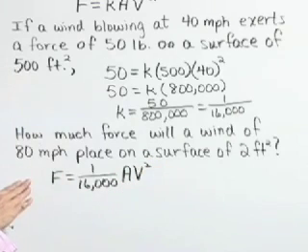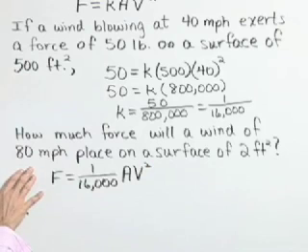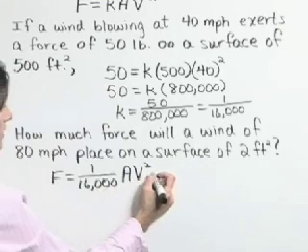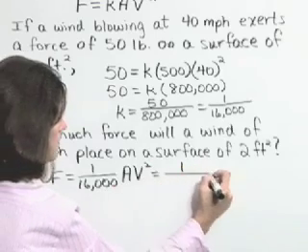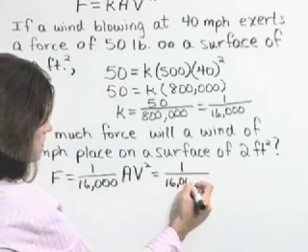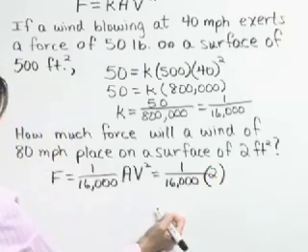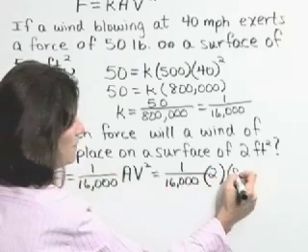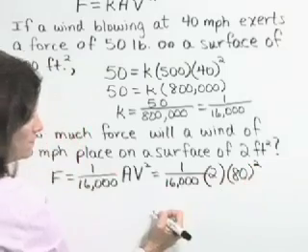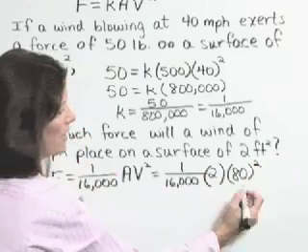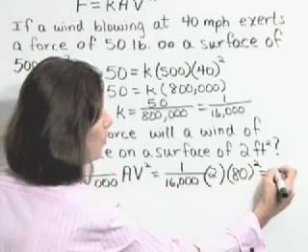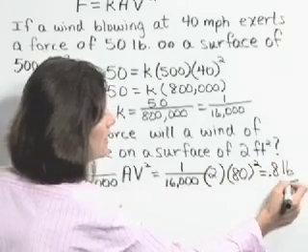Now to answer our question, how much force will a wind of 80 miles per hour place on a surface of 2 square feet? So in this formula, let's substitute 2 in for the area and 80 for the velocity. So that force then is equal to 0.8 pounds.